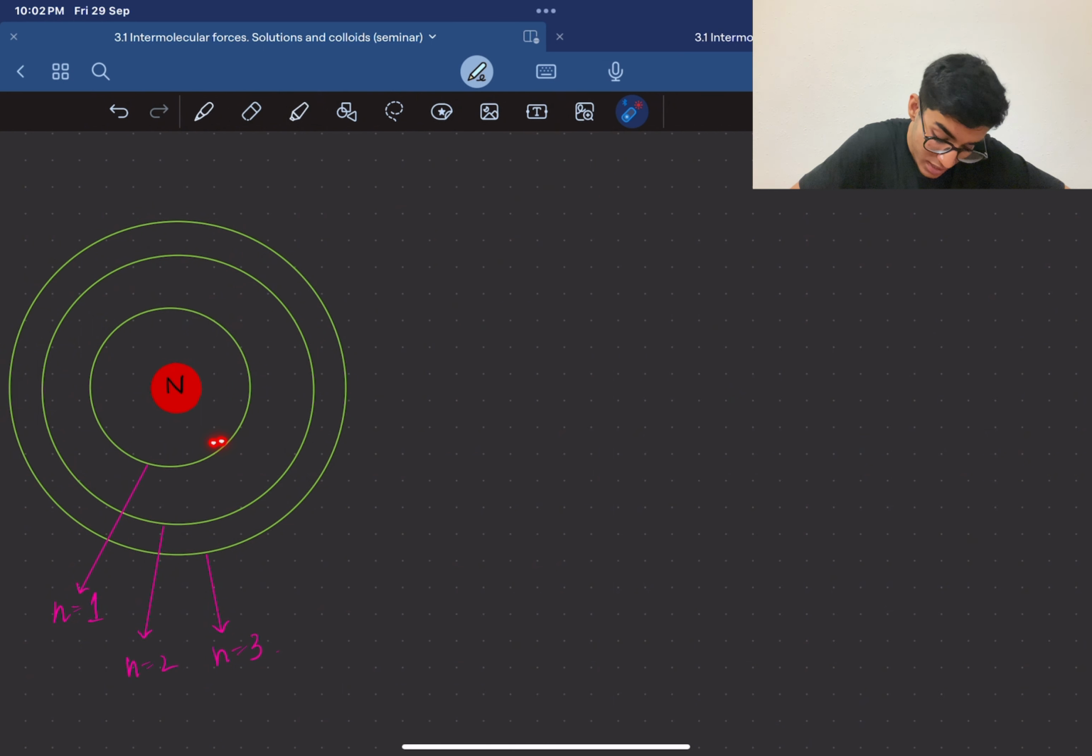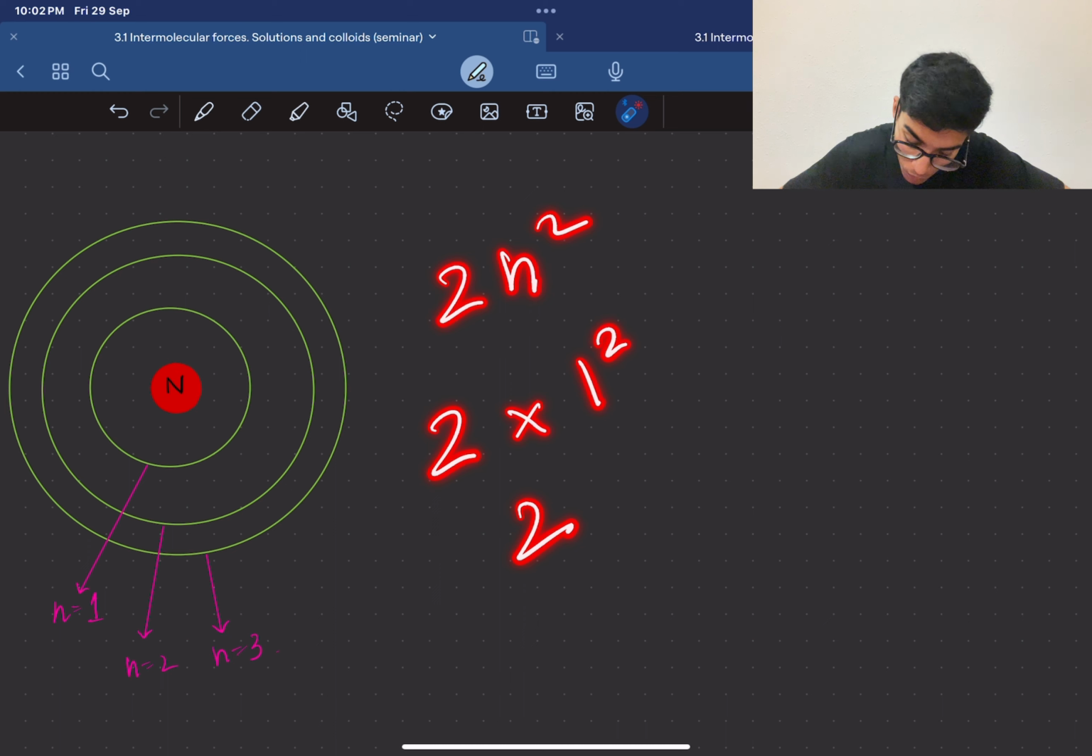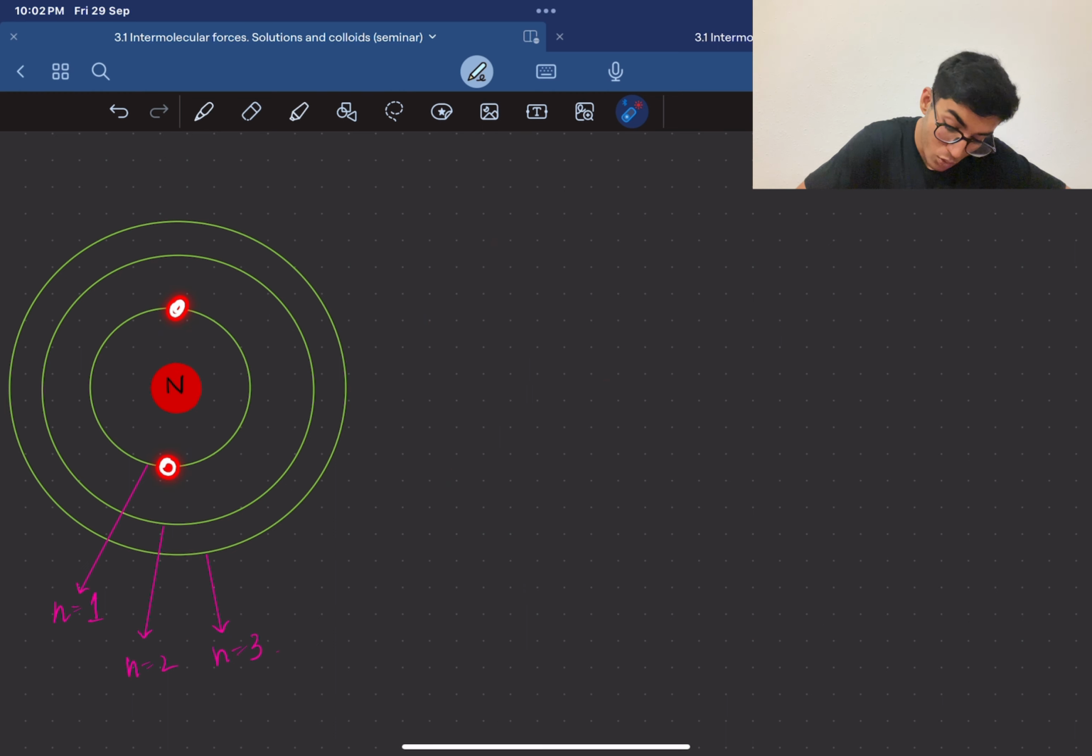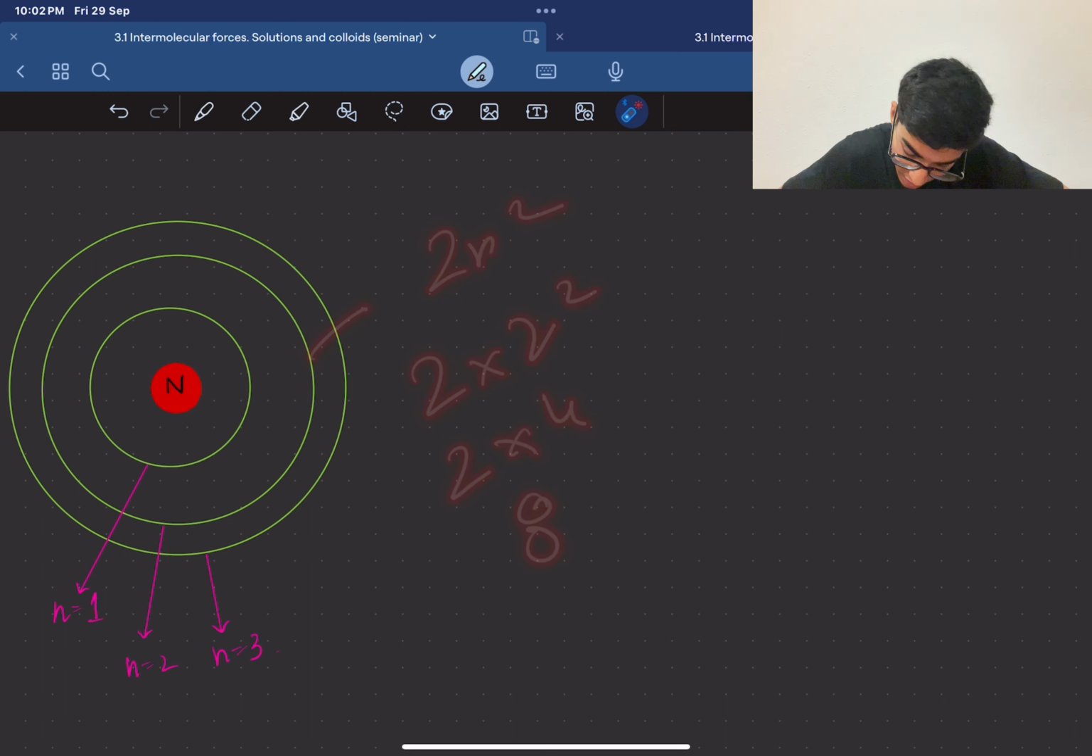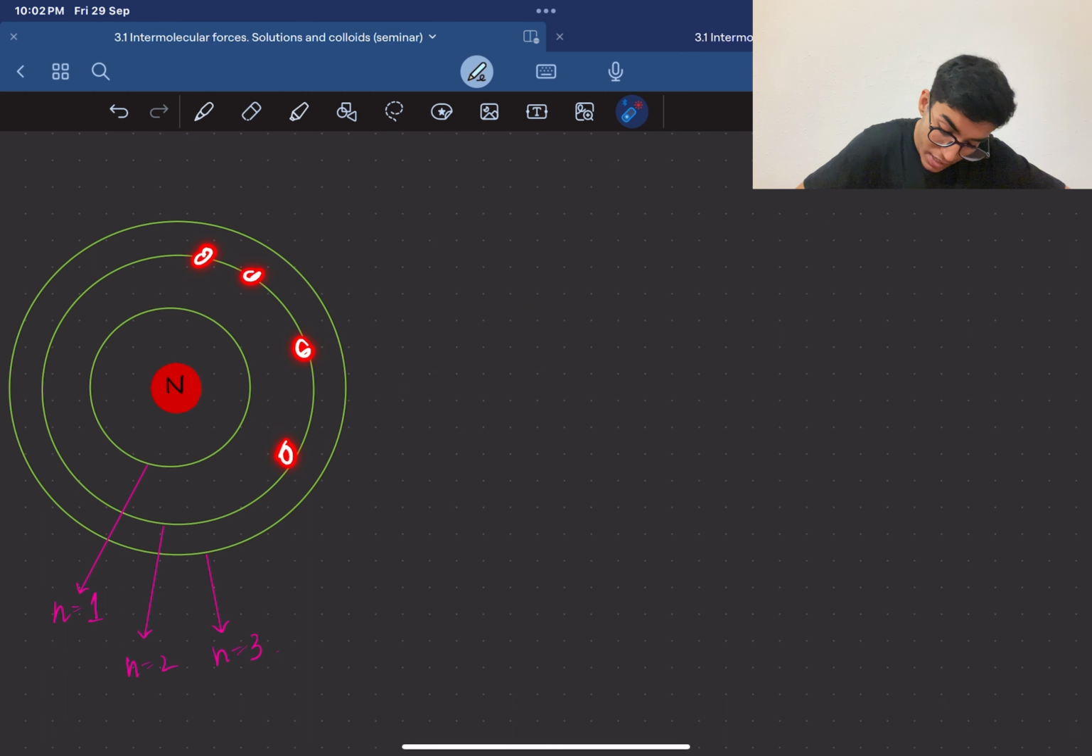Let's consider that for the first level. It would be 2n square, which is 2 into 1 square, which is 2. And that's exactly correct. 2 electrons is the number of electrons that should be present in the first shell. Then the second shell: 2n square would be 2 into 2 square, which is 2 into 4, which is 8. And yes, 8 electrons are the number that should be present for stability.